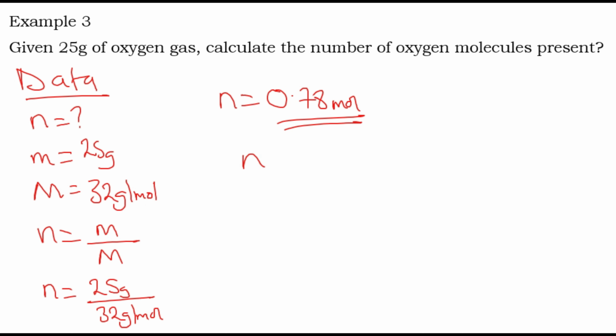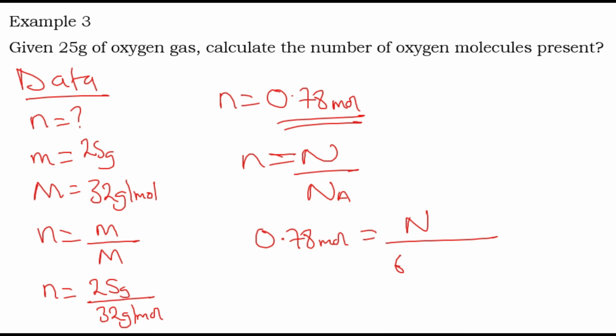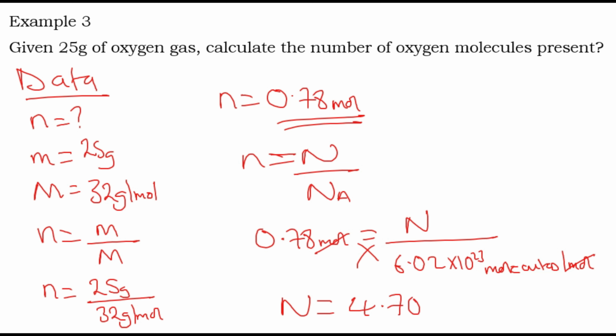And we use our formula, number of moles is equal to number of particles divided by the Avogadro's number. 0.78 moles is equal to number of particles divided by 6.02 by 10 to the power 23 molecules per mole. So when you cross multiply, moles get cancelled. Number of particles you're going to get is 4.70 by 10 to the power 23 molecules of oxygen.